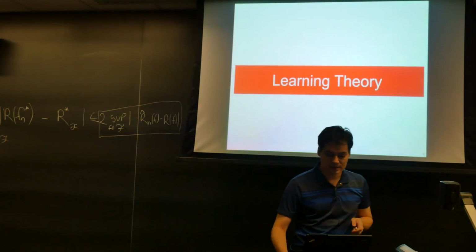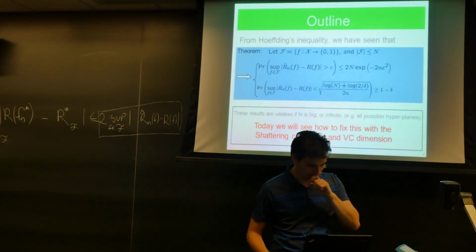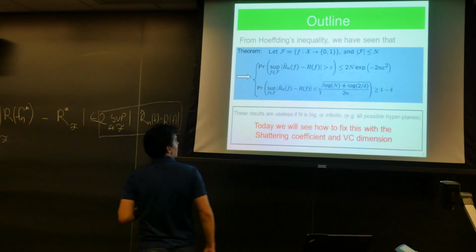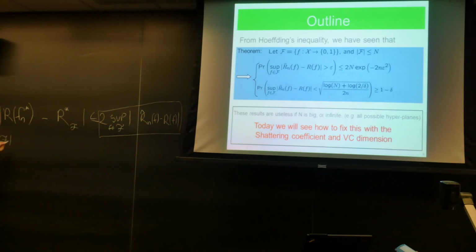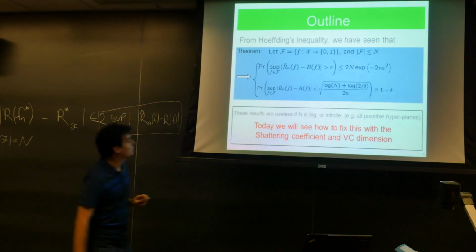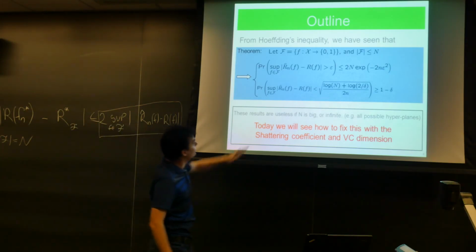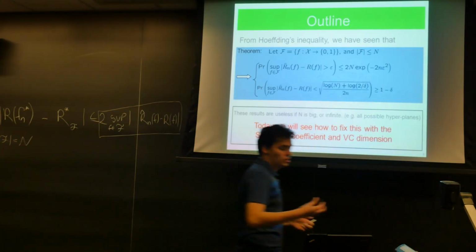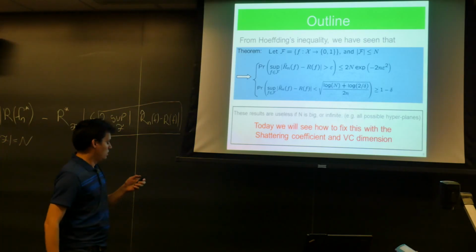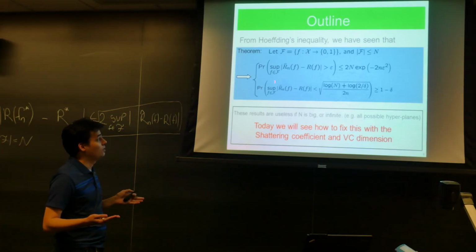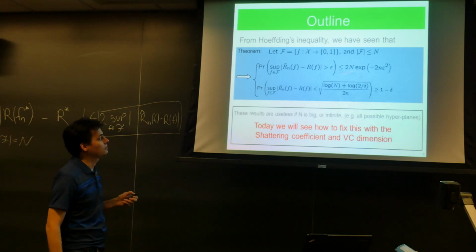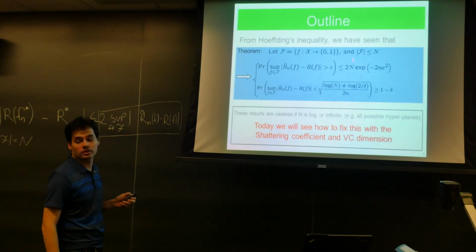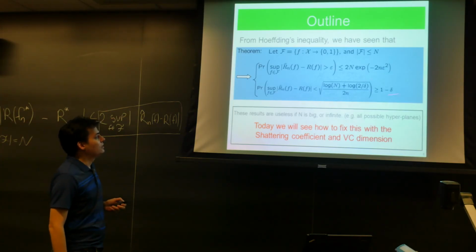And to bound this difference, we used Hoeffding's inequality and proved that if your function class has capital N elements, then this supremum can be upper bounded this way. This supremum is a random variable, so we bounded this random variable using tail inequalities. The probability that this random variable is bigger than epsilon, we proved that that's smaller than a number. And when we used inversion, then we got this inequality.